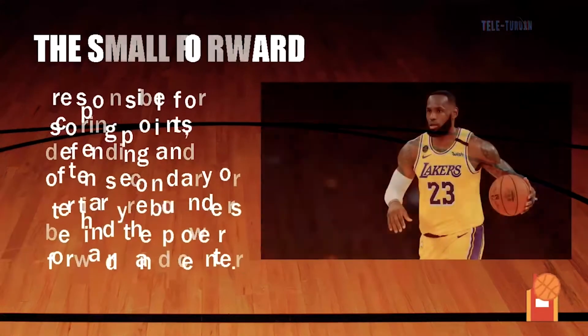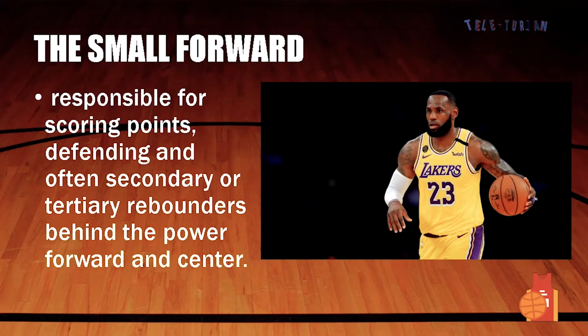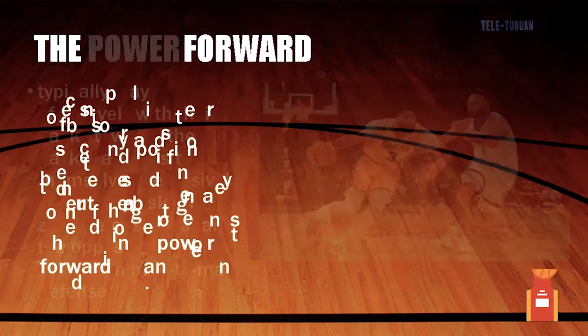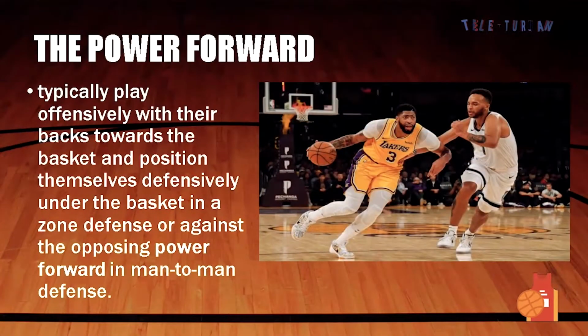The next is small forwards. Small forwards are responsible for scoring points, defending, and often secondary or tertiary rebounders behind the power forward and center. The next is the power forward. These typically play offensively with their backs towards the basket and position themselves defensively under the basket in a zone defense or against the opposing power forward in the man-to-man defense.